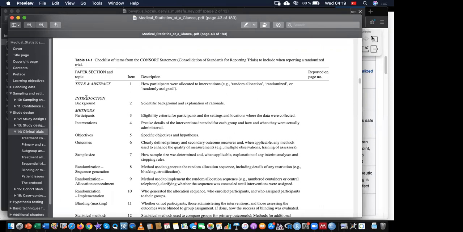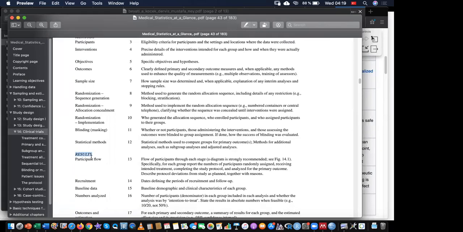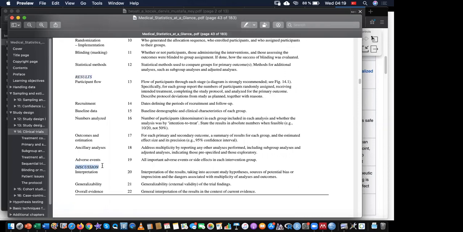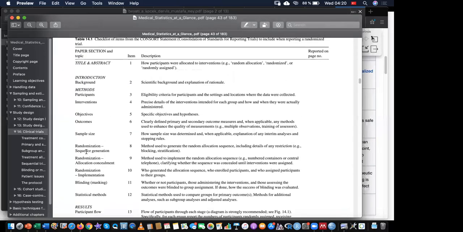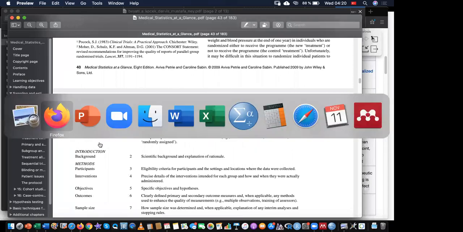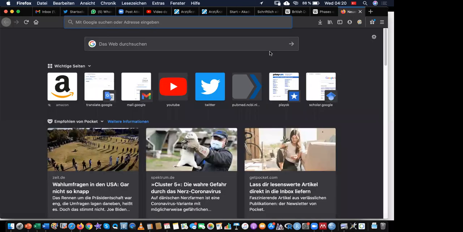as in your practical session projects, the title and the abstract, the introduction. This you're already familiar with, aren't you? The title, the introduction, the methods section, then the results section, and the discussion. Of course, you also need to give references in any scientific study. But this CONSORT is, as I said, for clinical trials. For the other study designs, we have other standards. Let me show you a web page for that.